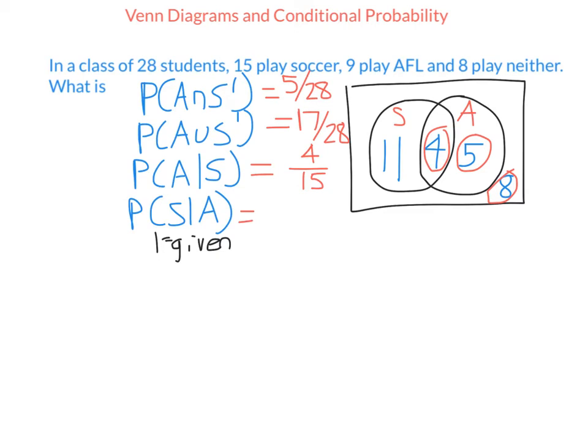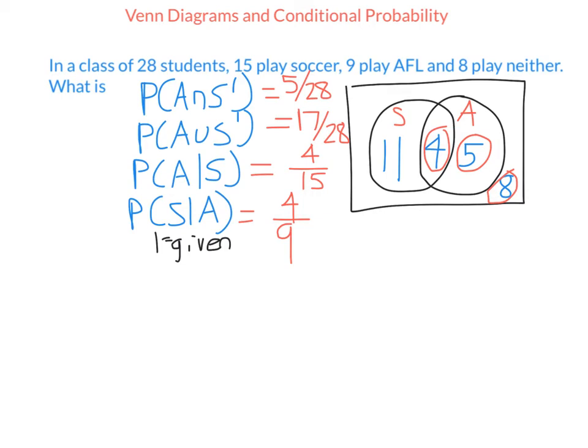Now the opposite, the probability they play soccer given that they play AFL. That means we know that they're in the AFL circle. What's the probability they're also in the soccer circle? In the AFL circle, there are 9 choices. Of those 9 choices, 4 play soccer.